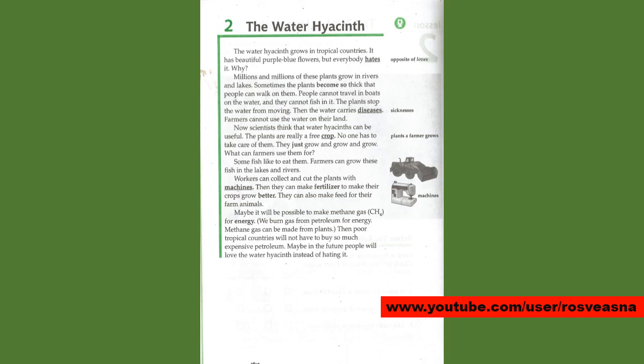Some fish like to eat them. Farmers can grow these fish in the lakes and rivers. Workers can collect and cut the plants with machines. Then they can make fertilizer to make their crops grow better. They can also make feed for their farm animals.